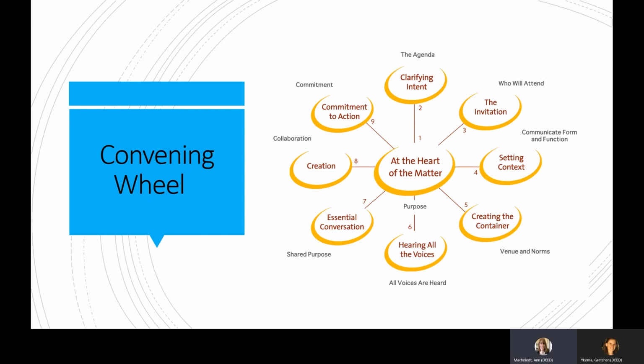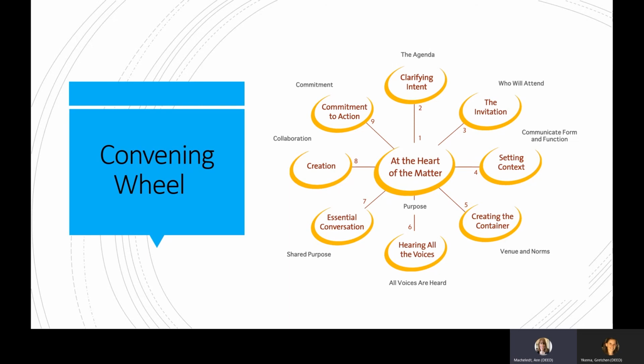The first is clarifying intent. That's number 2 on the model. That means having an agenda and purpose. This is really important to tell the people why they are attending the meeting and sharing accountability in getting to the decisions and actions you need to take. The invitation, number 3. With the invitation, of course, it is vital to know who should be invited and set the context and stage for the meeting in that invitation.